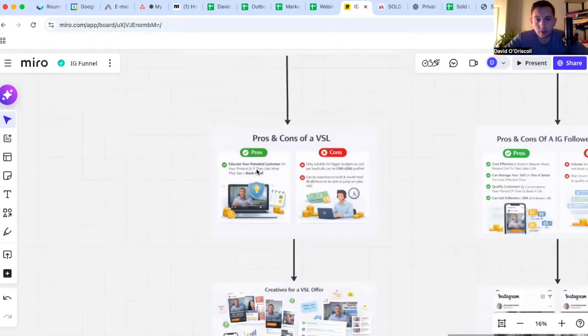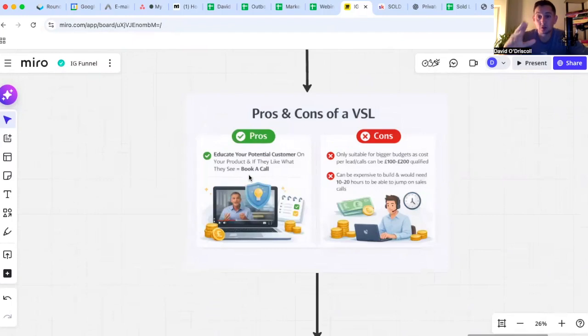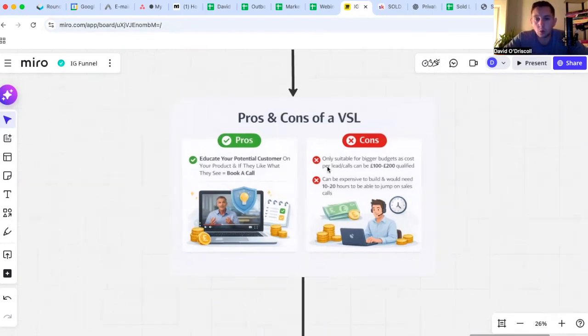So the pros for me is just one thing, straight and simple. It's to educate your potential customer on your product, and if they like what they see, they're going to book a call. The cons of a VSL, it's only really suitable for bigger budgets, as cost per lead and calls can be anything from £100 to £200 qualified. You know, if you wanted to get someone on a qualified call, then you've got to be able to sell to them as well as run your business as well.